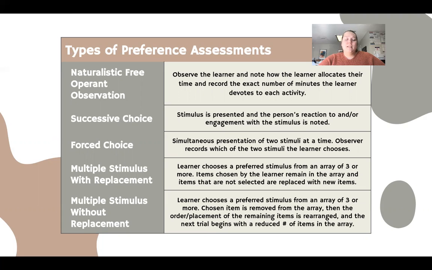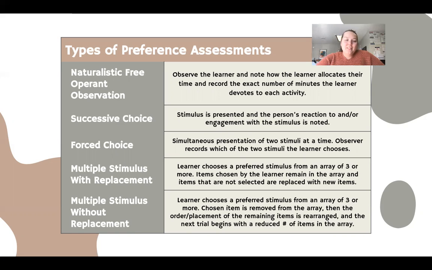Our next preference assessment is forced choice. This is when there is simultaneous presentation of 2 stimuli at one time, and the observer will record which of the 2 stimuli the client chooses. So for example, we would have a Coke and a phone, and you would choose which one you wanted. I'm really into my Coke and my phone today.